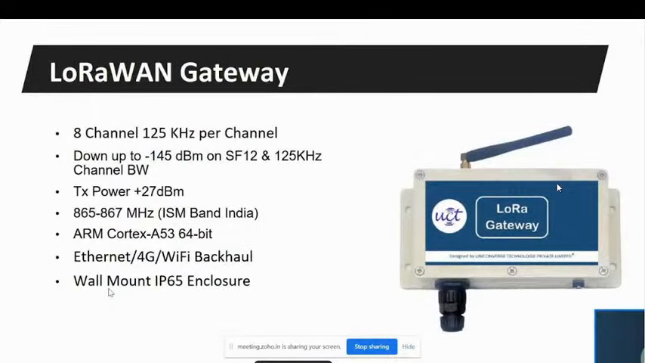We also give the LoRaWAN gateway, which is 8 channel, and the power is like 27 dBm, and it has all the Ethernet, 4G, Wi-Fi backhaul. So you can connect it with Ethernet, 4G, Wi-Fi, and you can send data to LoRaWAN network.